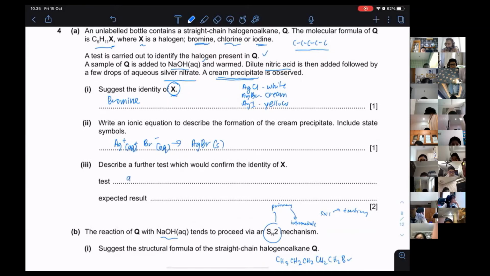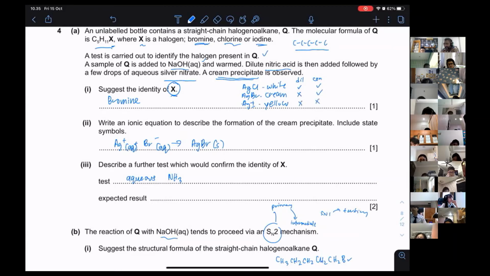This is where the aqueous ammonia will come in, where the expected result is as follows. If you use dilute ammonia for AgCl, they dissolve. No need to use concentrated, they will dissolve automatically. But for cream AgBr, with dilute ammonia, they don't dissolve. With concentrated ammonia, they dissolve. For AgI, both also don't dissolve.